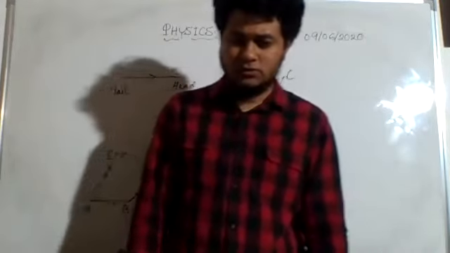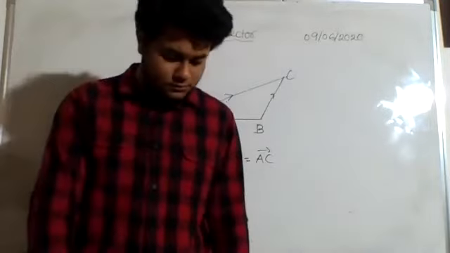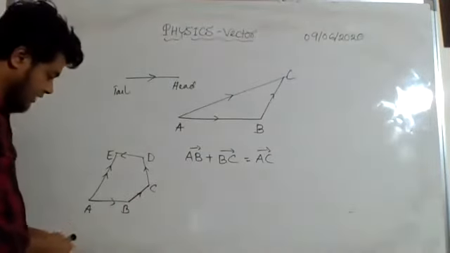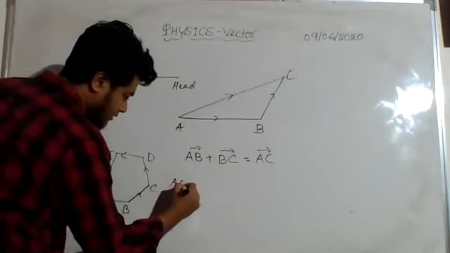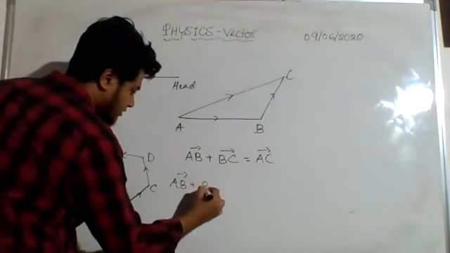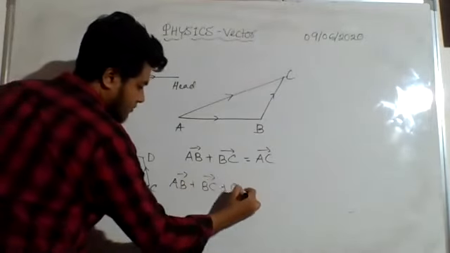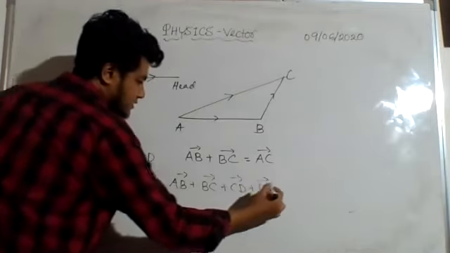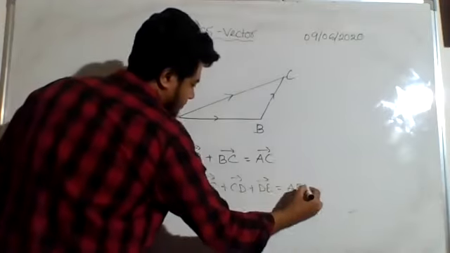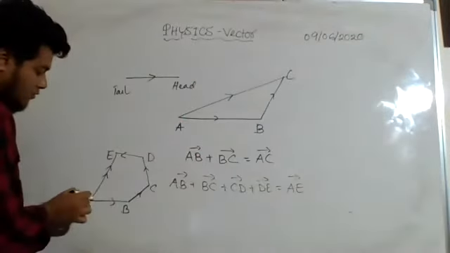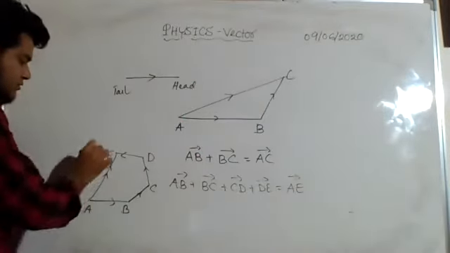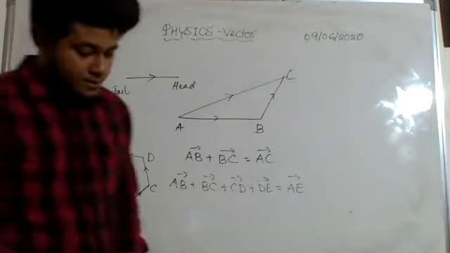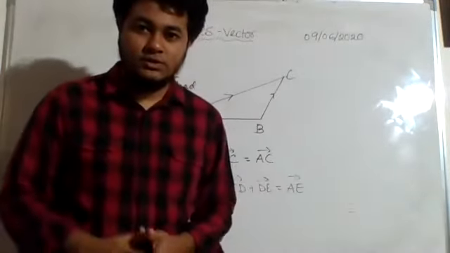Anybody have any doubt? From here actually I can write AB plus BC plus CD plus DE is equal to AE. All this vector summation is going to be AE. Acha. Nobody wants to ask any question?